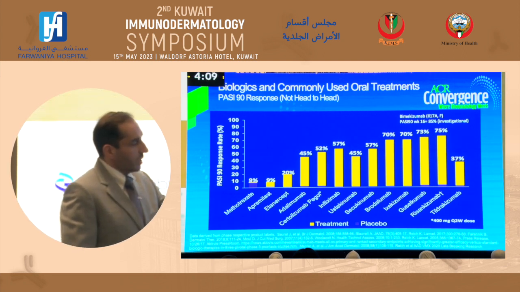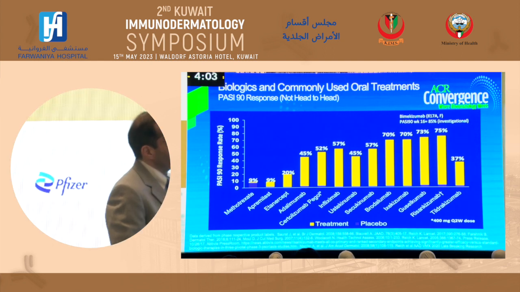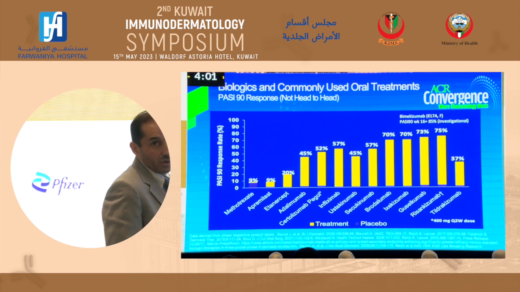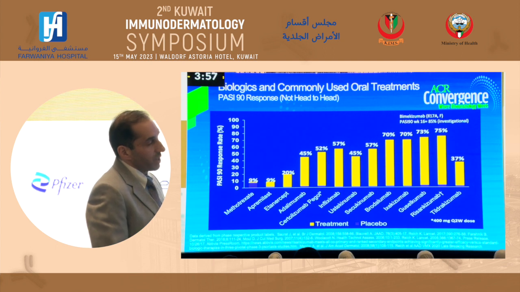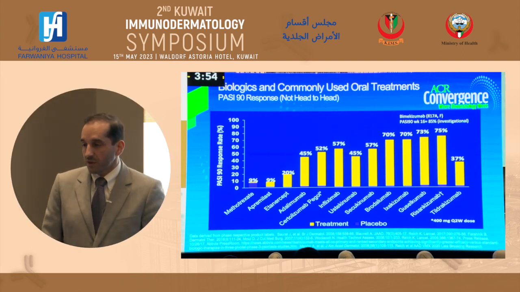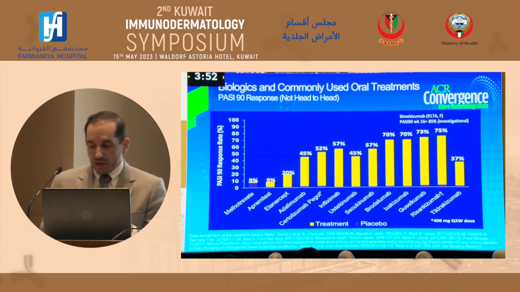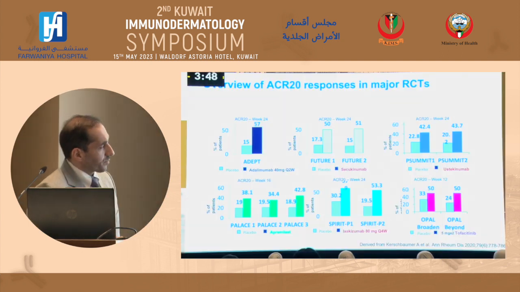Then you go to Stelara here, and you're seeing around 45%. Moving to the 2 or 3 interleukin-17 inhibitors, you see the percentage going higher, above 60% and 70%. And on the right side, you're seeing the interleukin-23 inhibitors, with the percentage around 70 to 75%. These are the numbers for PASI 90.